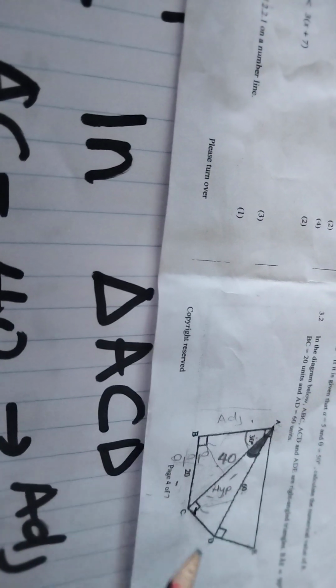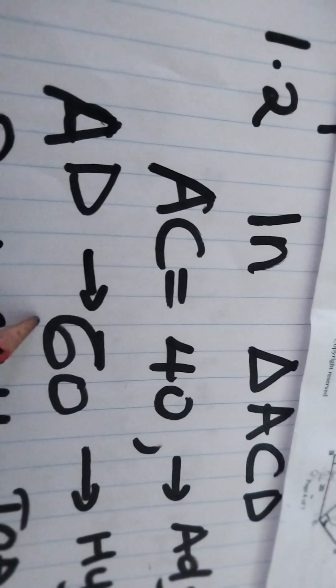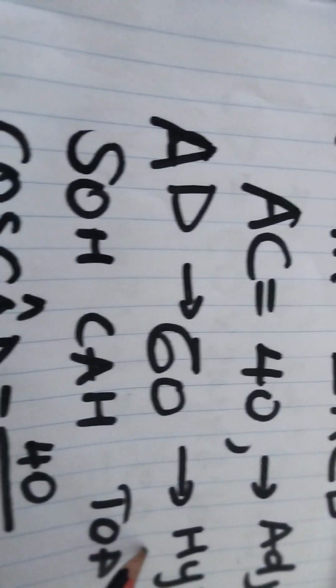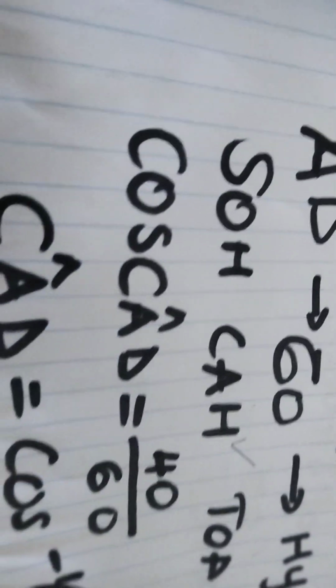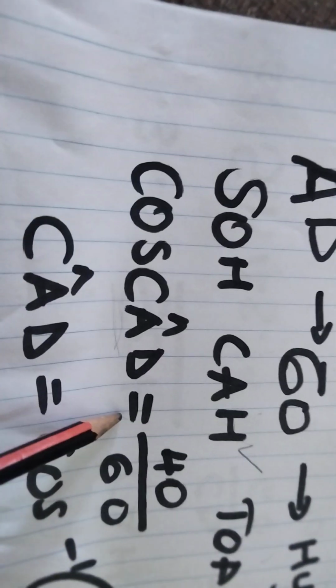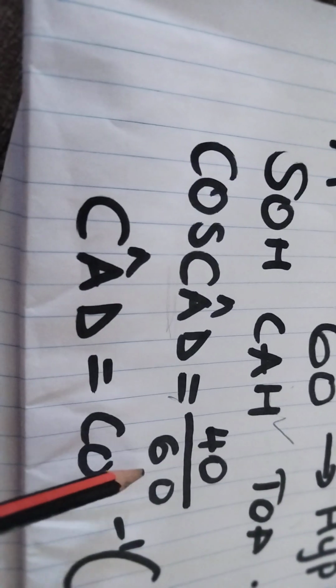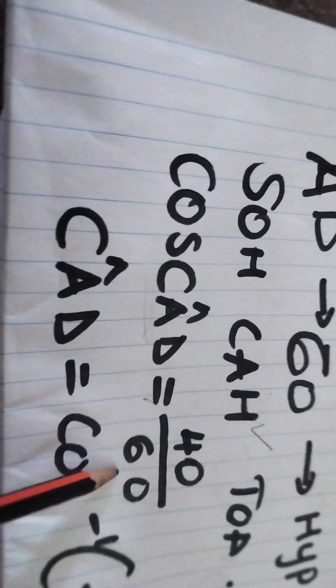In triangle ACD, my AC is adjacent to 40, my AD is hypotenuse 60. The only thing relevant is this curve. So the cos of that angle is adjacent over hypotenuse, which is 40 over 60.